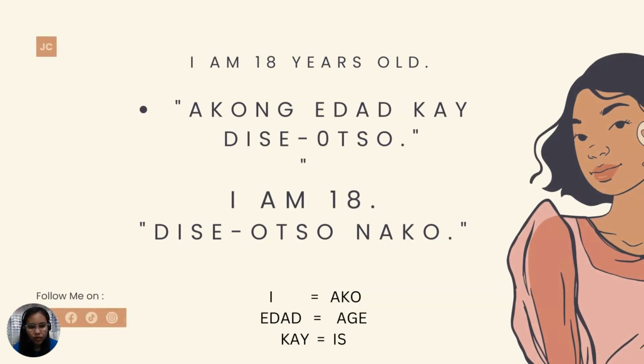So to reply or to respond to that question, how old are you, or in Cebuano, pila imong edad, you can say, akong edad kay 18. Okay? So, ako in English is I, and edad again is age, and kay is like a helping verb, like is, and then you follow with the number of your age at the end of the sentence. So if you want to say in English, I am 18 years old, in Cebuano you can say akong edad kay 18, the number of age that you have. Or you can simply say, 18 ako. In English, that's I am 18.